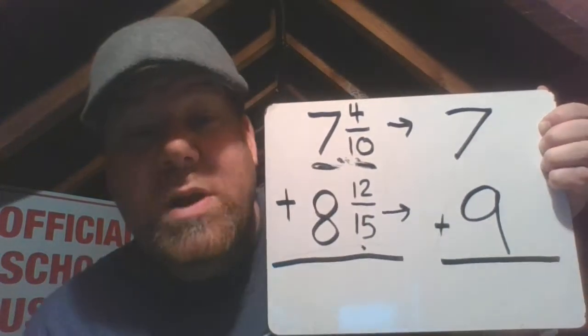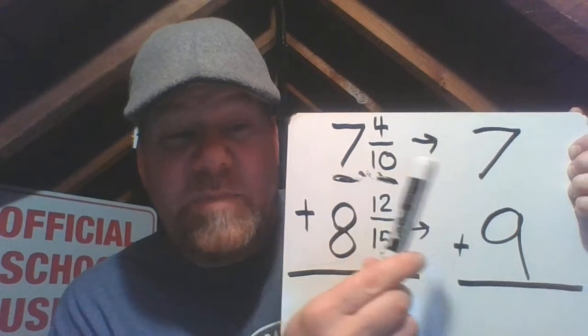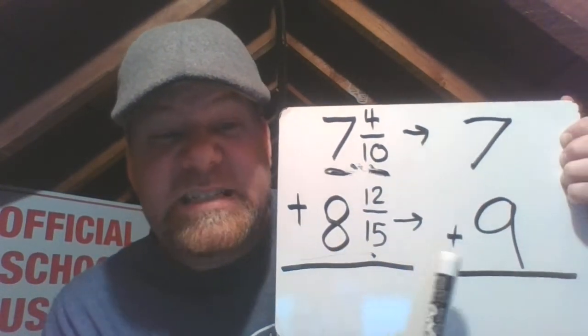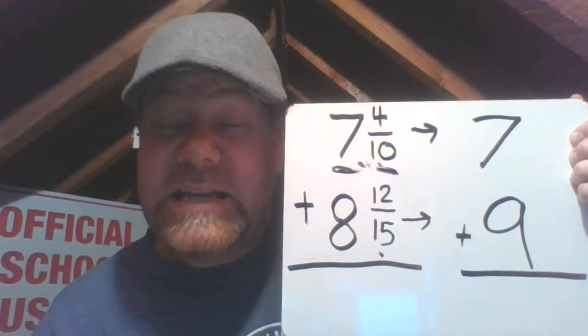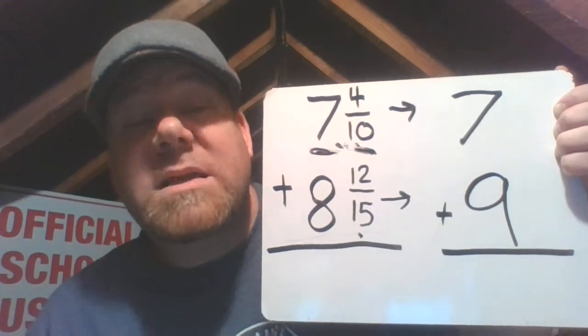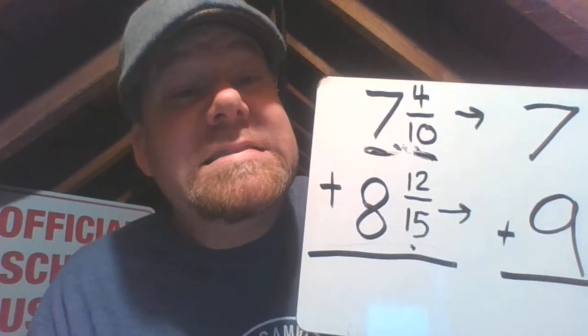Now, because we are estimating our mixed numbers today, we have done the estimation part. 7 and 4/10 is closer to 7. 8 and 12/15 is closer to 9. And in this case, it's estimating a sum, right? Because we're adding mixed numbers. So now we have 7 plus 9 is 16. Very nice.